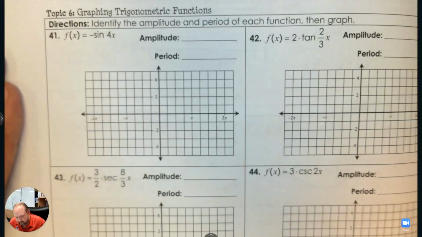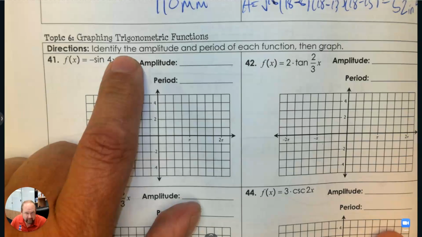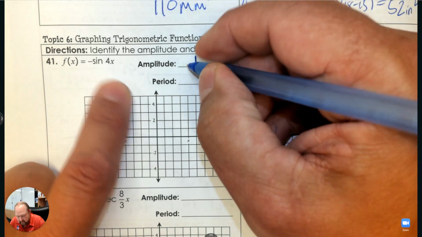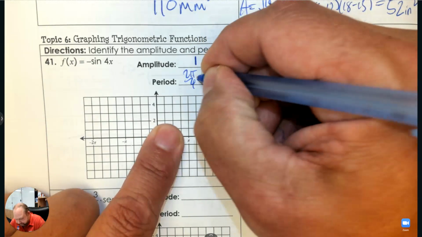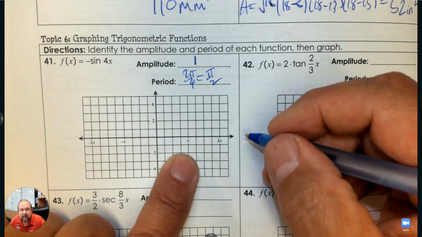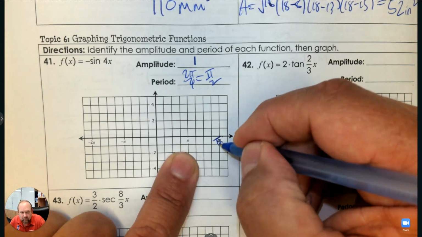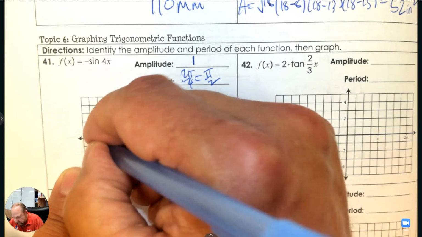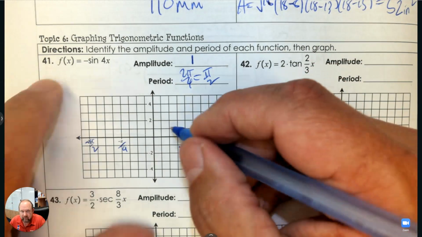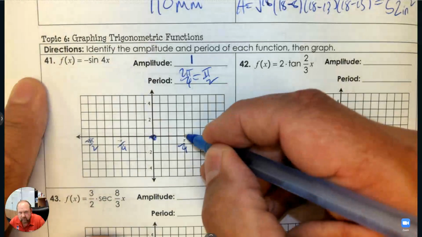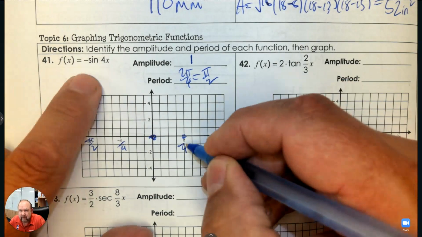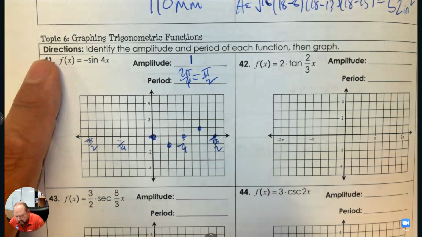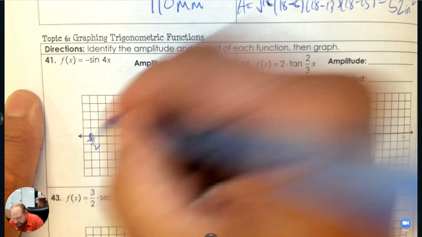Graphing. So identify the amplitude and graph this. So the amplitude here in front is +1, and the period would be 2 pi divided by 4, which is pi over 2. I'm going to change this to pi over 2, change this to pi over 4, change this to negative pi over 4, negative pi over 2, and then I'm going to get started. So sine starts here at 0, so go 0, 0, 0. Because it's negative, it's going to go down to -1 and then up to +1, and that's the pattern all the way across.